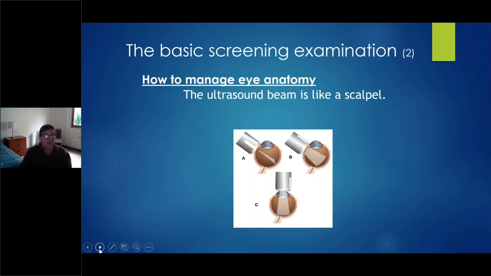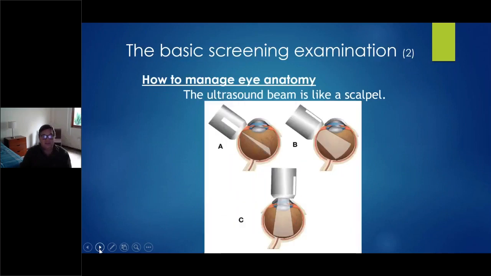The ultrasound beam is like a scalpel. It makes cuts or sections. You can see there are 2, even 3 positions that you can get the information: transversal, longitudinal, and axial. We will see what happens, and you can see that in transversal and in longitudinal, you avoid passing through the lens. Only in the axial approach, you pass through the lens.